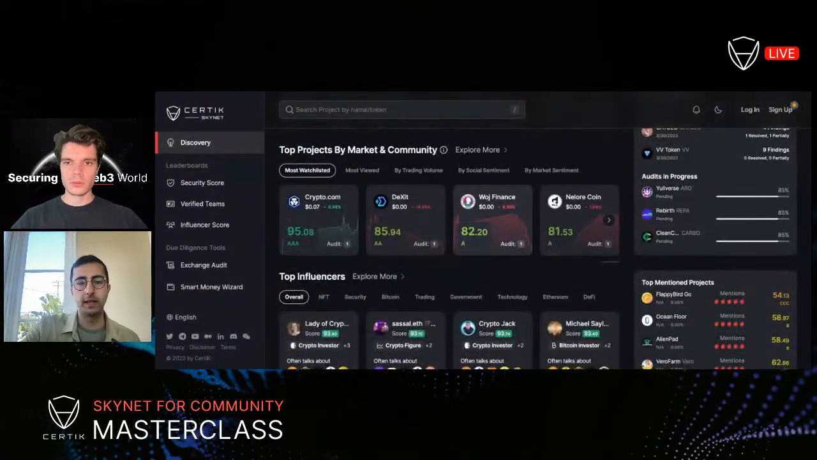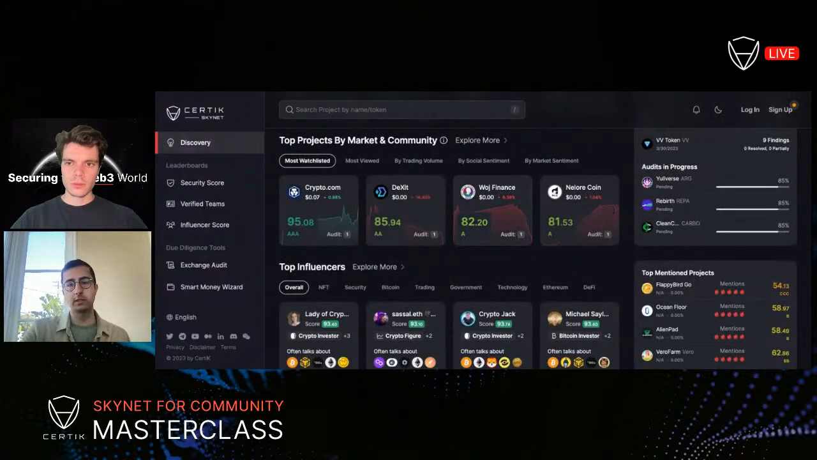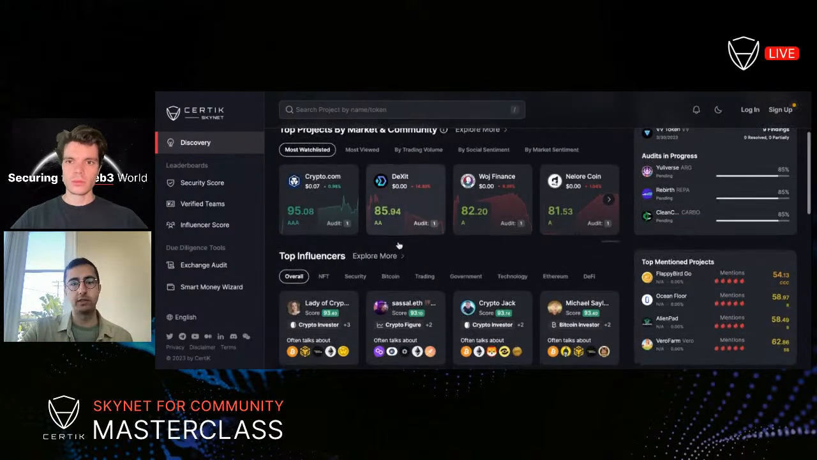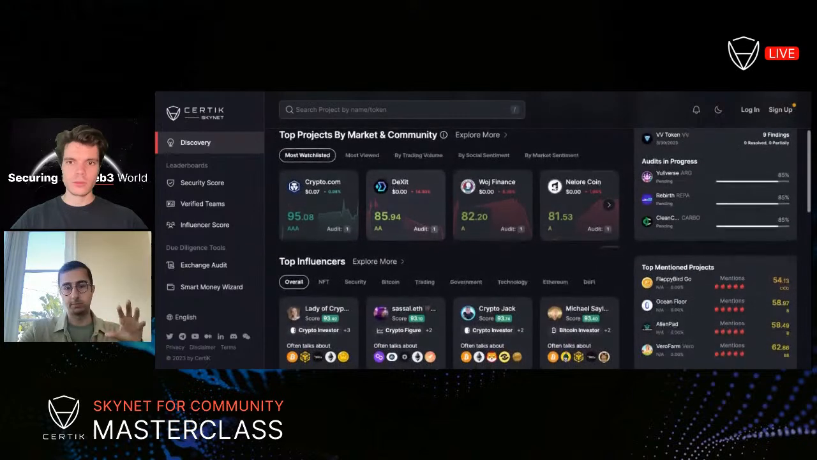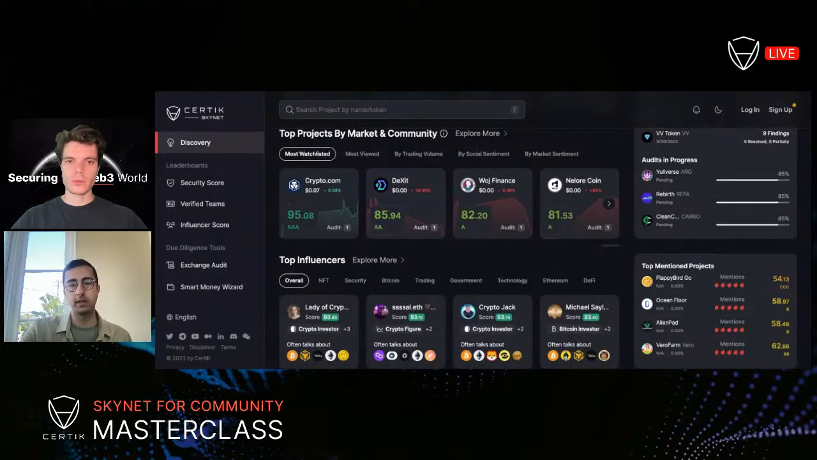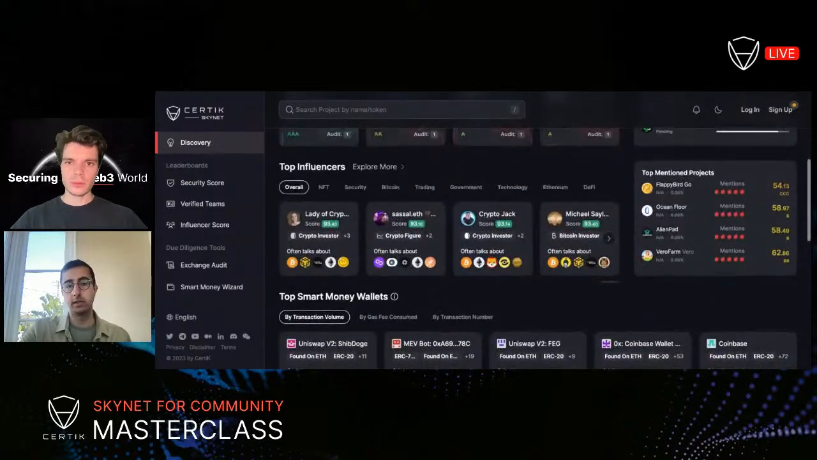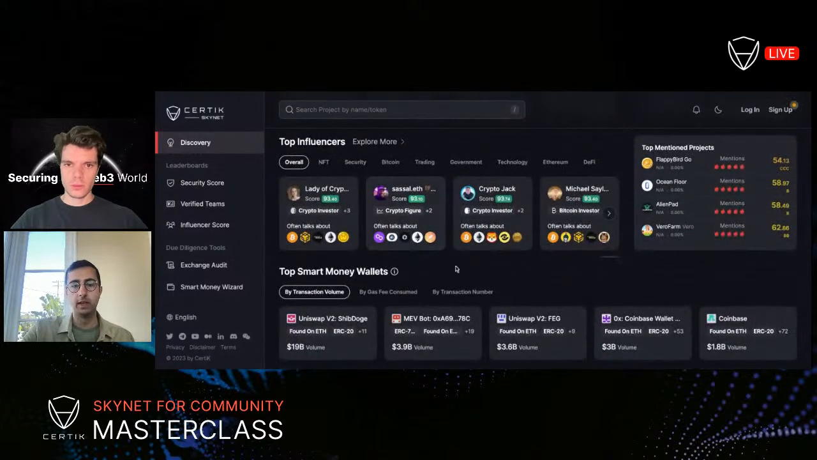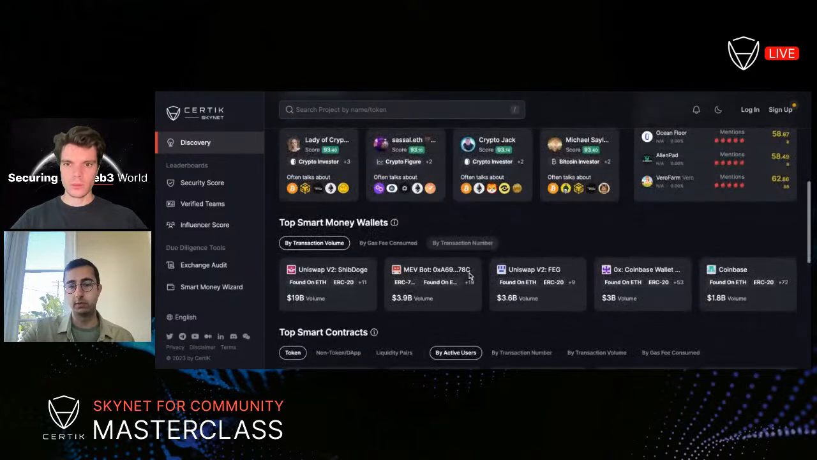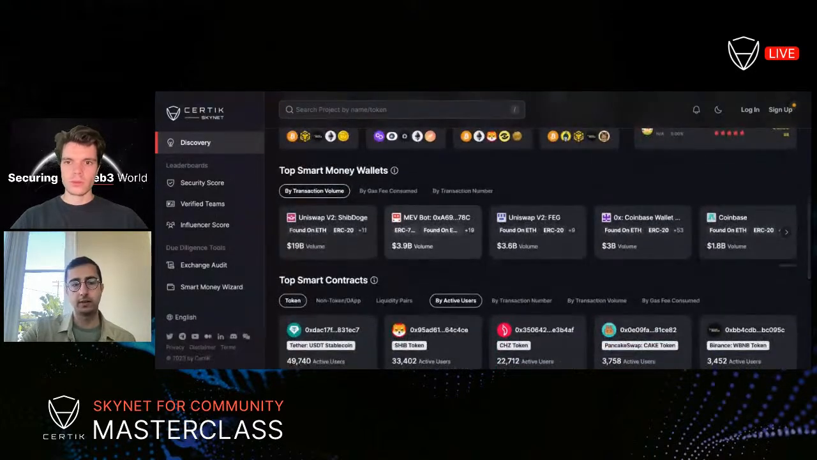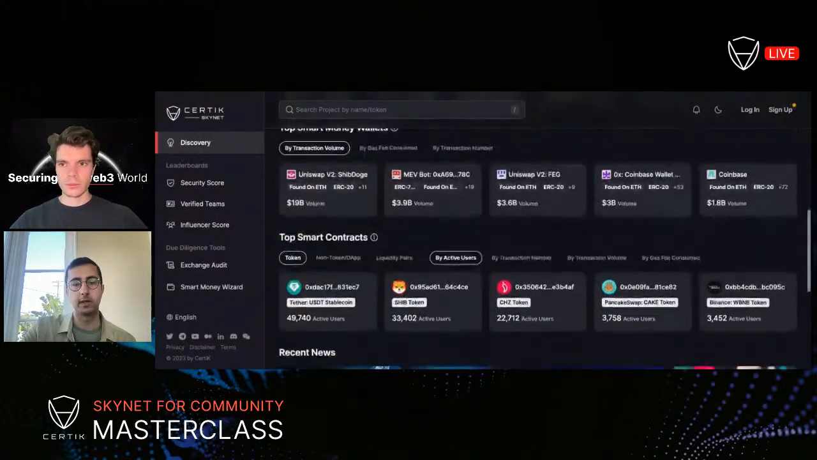And as we work our way down, we have similar categorization. Here we have top projects by market and community, which is a specific metric aside from just the security aspect that we're measuring. We have additional information. Influencers is a big new addition to our Skynet platform. Not just Web3 projects, but we're also giving you some insight into different influencers, what their impact and reach and overall trust score is from an influencer level. You can also discover some smart money wallets and some top smart contracts.